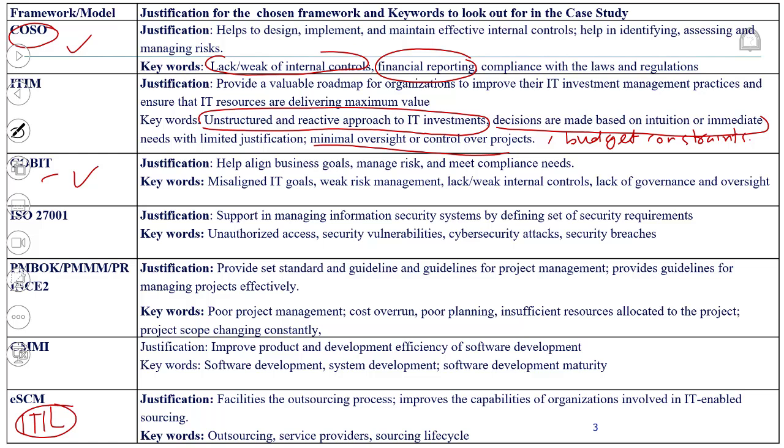COBIT is very, very similar to COSO, as I said earlier on. What you look out for are things like misaligned IT goals, weak risk management. You see them in your case study, then you definitely should be thinking about COBIT. Lack of internal controls, look at that. Lack of internal controls is also there in COSO. As I said, in most cases you may find that you confuse the two of them.